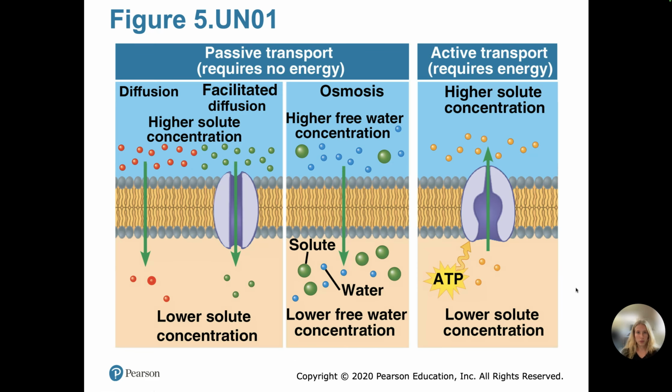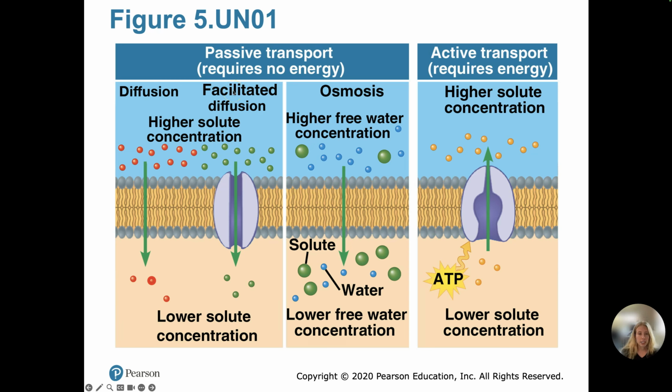An overall review of the transport across membrane lecture: we talked about two main types of transport that weren't the transport for the large molecules. We have passive transport that doesn't require any energy, and active transport, which does require energy. The three types of passive transport are diffusion, facilitated diffusion, and osmosis.